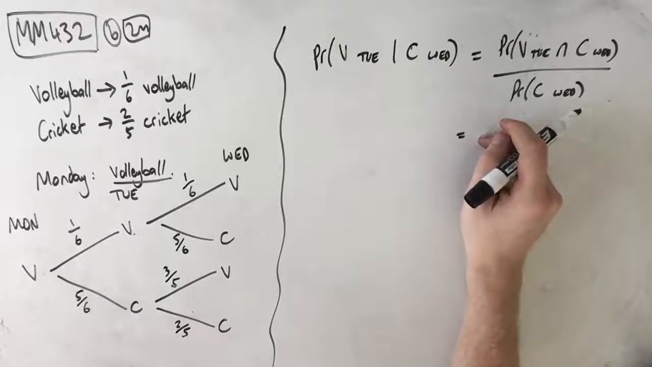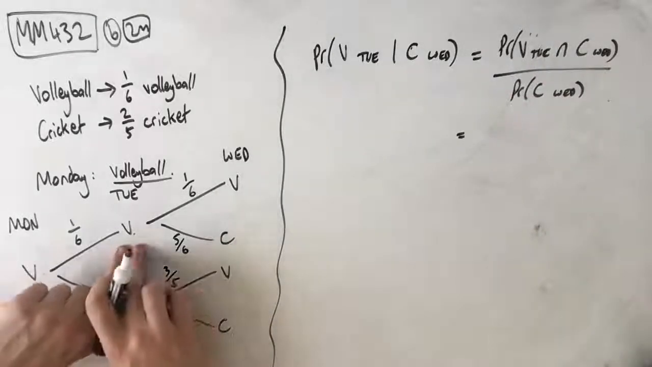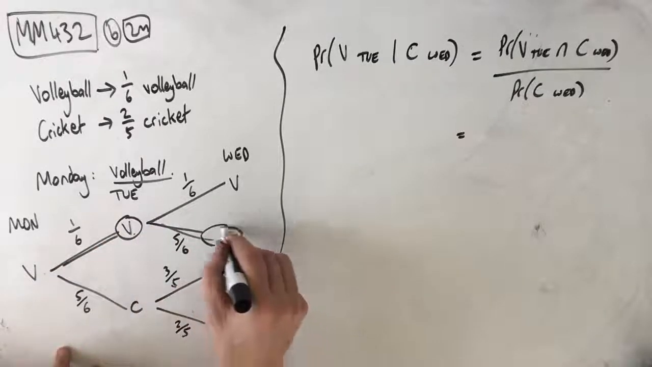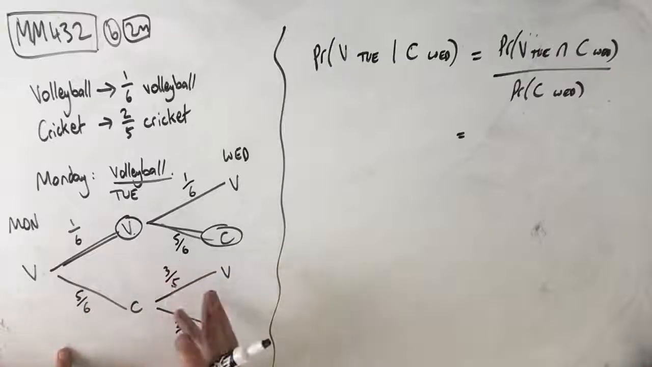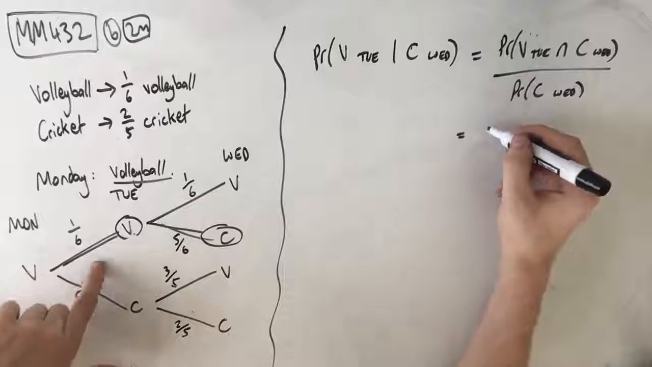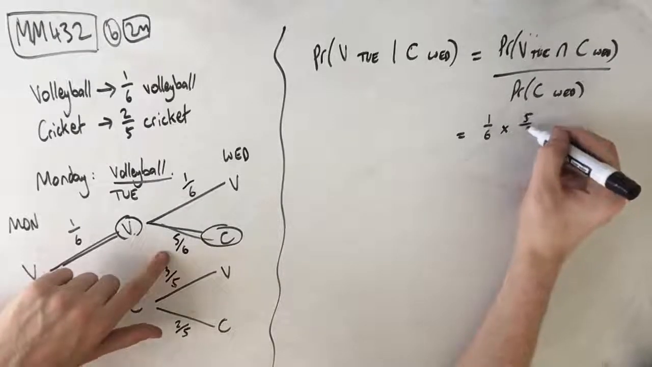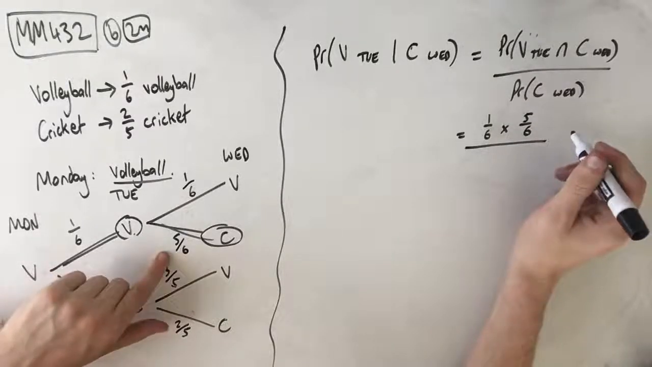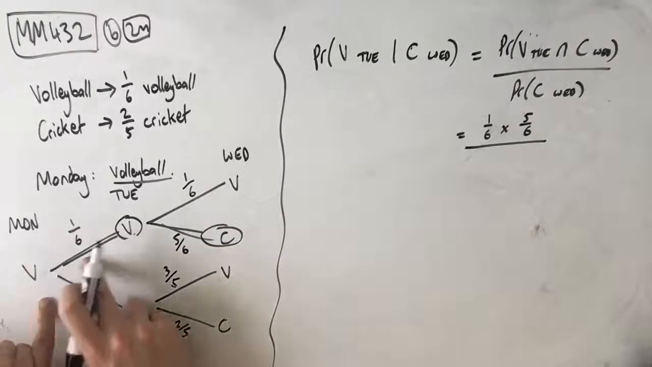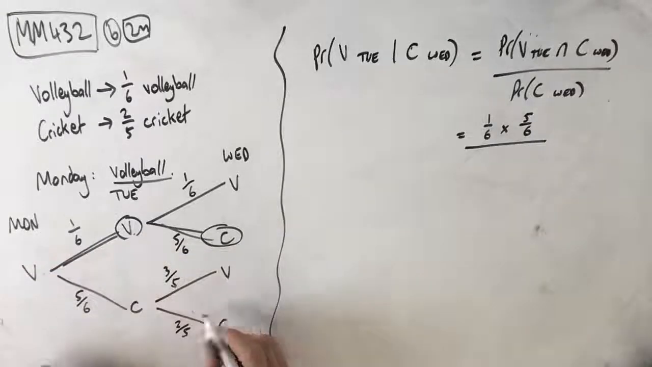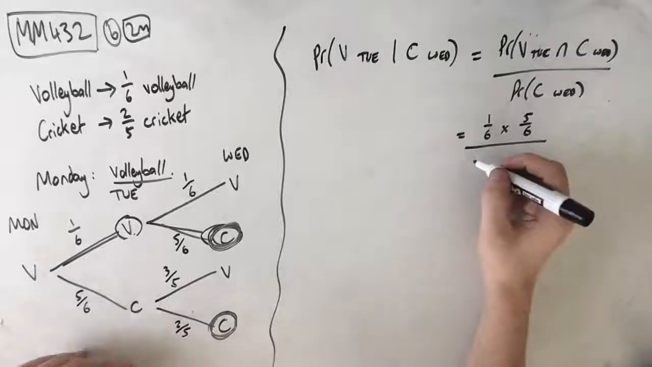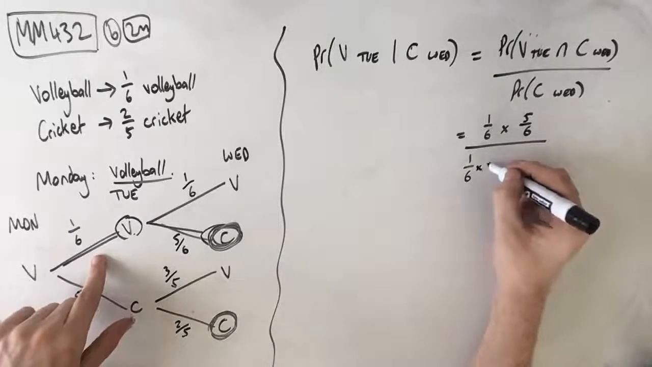Awesome. So the intersect between volleyball on Tuesday and cricket on Wednesday is basically this pathway here. So whenever we talk about intersects with tree diagrams, we're talking about a pathway, right? So here our intersect would be our probability of this path, so 1 in 6 times 5 in 6, over the probability that he plays cricket on Wednesday, right? So again, 1 in 6 times 5 in 6, because if he plays cricket on Wednesday, we're talking about this pathway and this pathway, right?